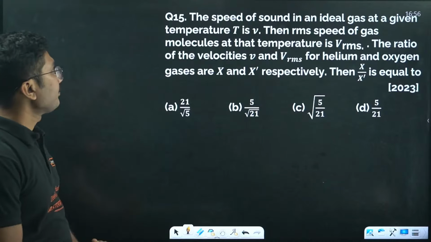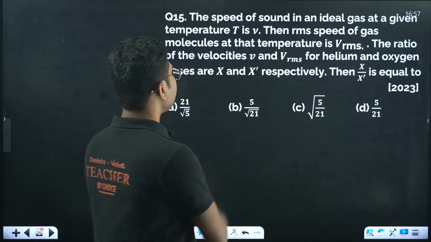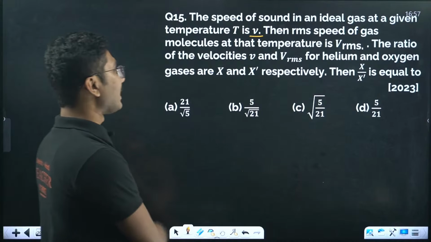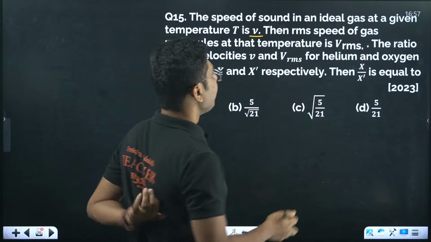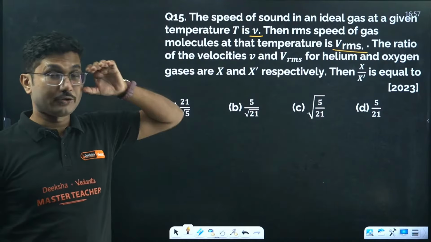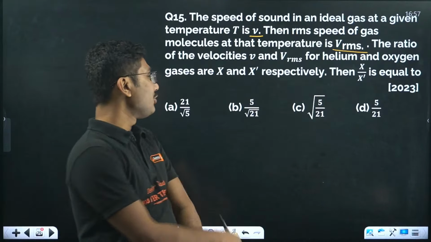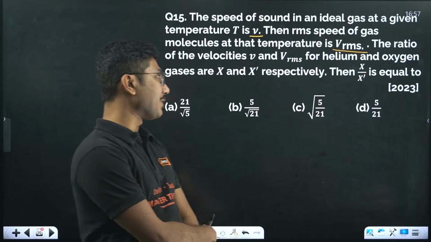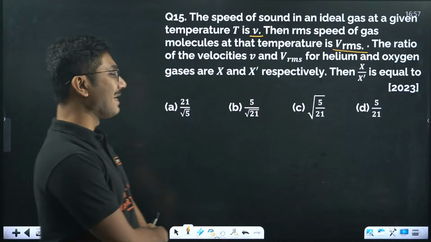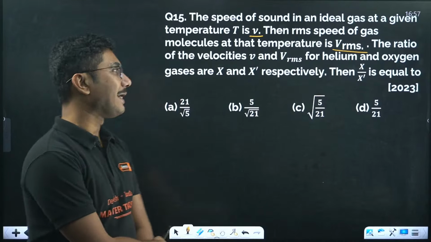Now, next question. The speed of sound in an ideal gas at a given temperature T is V. Then the speed of gas molecules at that temperature is VRMS. So speed of sound and speed of gas, it's a mixed concept question. The ratio of velocities V and VRMS for helium and oxygen are x and x dash respectively. Then x divided by x dash is?